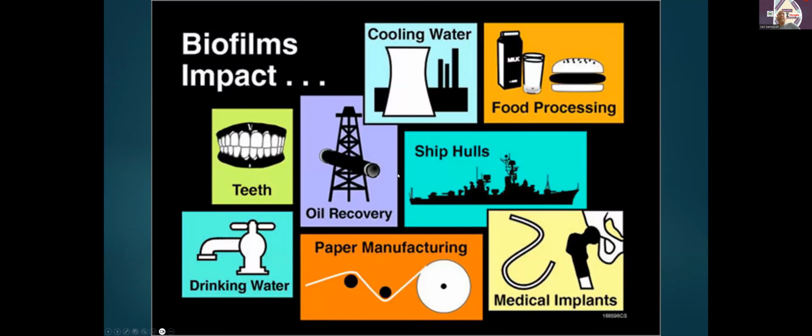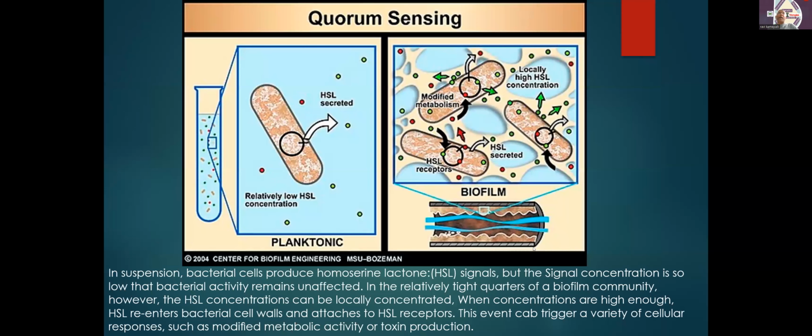our daily living, including cooling towers, oil refineries, ship hulls, drinking water, and the healthcare industry. It is noted mostly in the dental industry. And obviously, new advances with medical implants are also showing this problem. What is the problem with this biofilm?